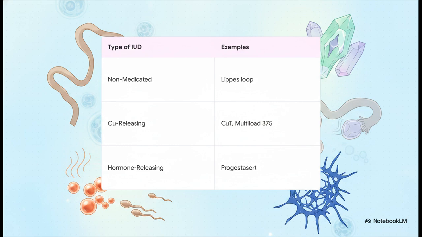And third, hormone-releasing IUDs, like Progestasert and LNG-20. These actually alter the internal environment, making the uterus inhospitable for implantation and the cervical mucus really hostile to sperm. It's a very logical, highly targeted medical approach.